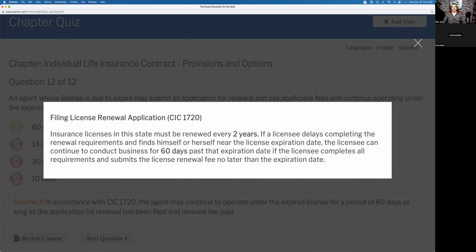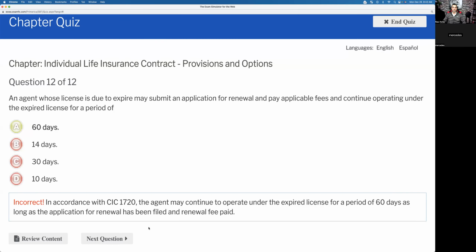So a license, you have to renew it every 2 years. But when you're about to renew it, if it expires and you don't renew it, but you pay the licensing fees, you could still conduct business for 60 days. That's what it's saying. Oh, wow. So how do you renew your license? Do you have to take another exam? To renew your license, you have to do a little bit of continuing education and take an open book quiz. You don't have to take another exam.